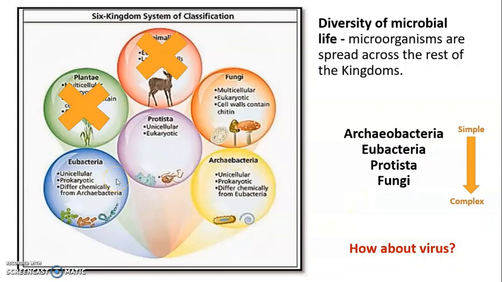Among these 4 kingdoms, each kingdom possesses specific characteristics, and some of the characteristics are actually shared between kingdoms. For example, Eubacteria and Archaebacteria are prokaryotic cells, whereas fungi and Protista are eukaryotic cells. We will explain this later in the following slide.